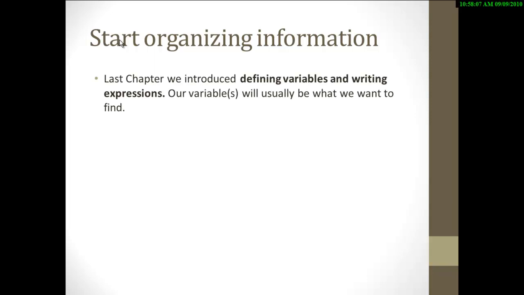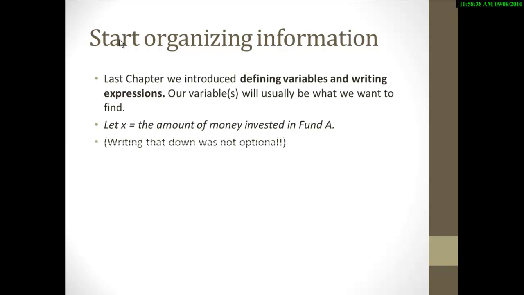Now, if you remember last chapter, and you also had some introduction in Alex and on the quiz, we introduced defining variables and writing expressions involving variables. Our variables that we're going to define are usually going to be related to what we want to find. Otherwise, if we already knew them, we wouldn't need variables for them. So for us, we're going to let X be the amount of money invested in Fund A. Right? And notice that we wrote that down in a complete sentence. It's not optional to write it down in a complete sentence. We've absolutely got to write that down in a complete sentence there.